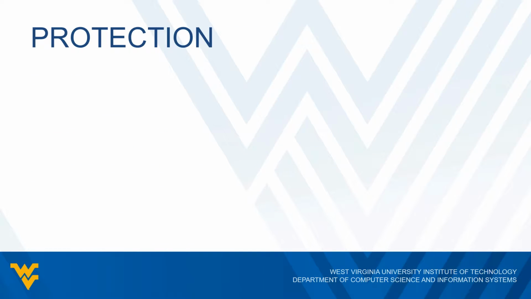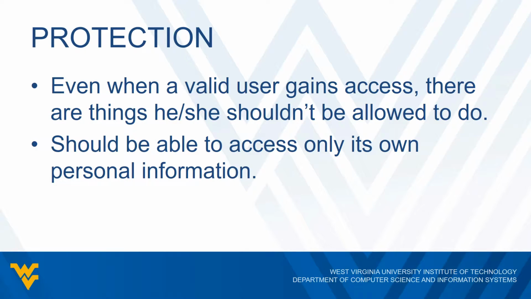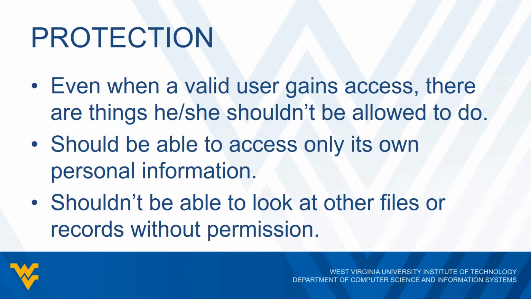from doing things that they shouldn't be doing. So as we mentioned, even when a valid user gains access to the system, there are things they should not be allowed to do. The most obvious is that they should be able to access only their own personal information. They shouldn't be able to look at the files or records of other users.